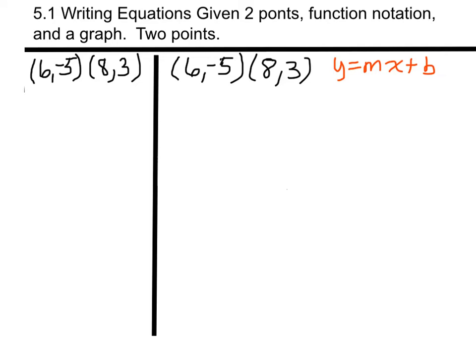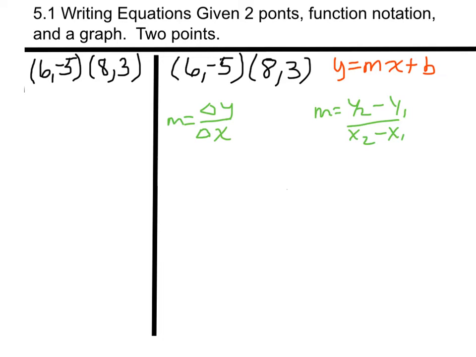Alright, next, if we're given 2 points, one of the first things we have to find is the slope. And so we should have a couple different ways we're going to find slope. One of the ways is by using m equals change of y over change of x, or delta y over delta x, or you could use m equals y2 minus y1 over x2 minus x1. I don't care which way you use as long as you do one of them. For this one, I'm going to do change of y over change of x.